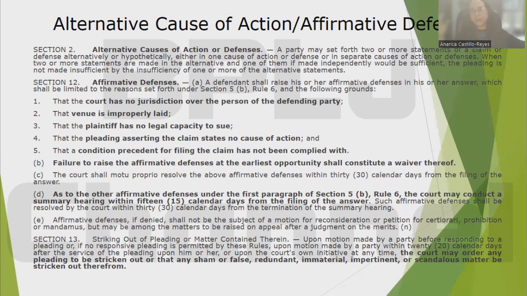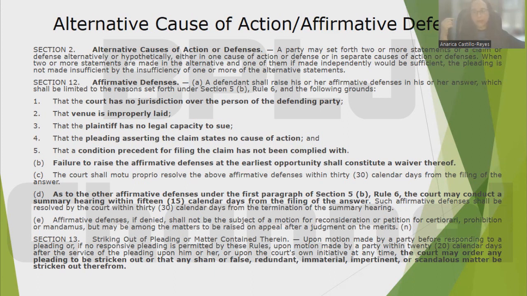So if you have these affirmative defenses, okay, then you can move for the court to have the same heard, only for the purpose of that affirmative defense. There is an obligation to raise this affirmative defense at the earliest possible time. Otherwise, they are considered waived. The court shall motu proprio resolve the above affirmative defenses within 1 month from the filing of the answer.